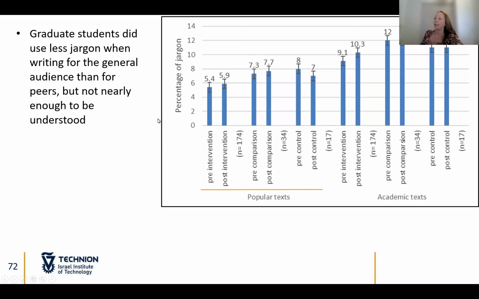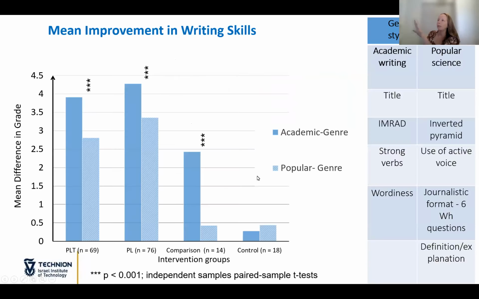Sorry, I jumped too quickly. So what you see here is the improvement in writing skills that has to do with genre, structure, and style. So people were better at using the right style, for example, in popular science, using a title, inverted pyramid, use of active voice, the 6 WH questions, definitions, explanations, and so forth.